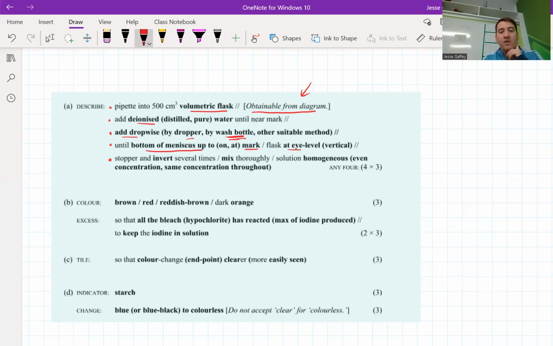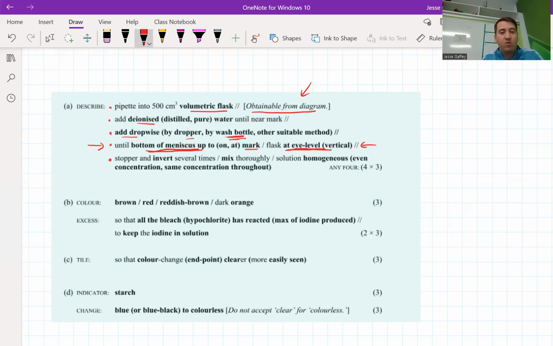Or you can get a mark for saying read the flask at eye level. Now notice here, this section is all one bullet point. So that means you can have the marks for either bottom of the meniscus on the mark or read at eye level. You can't have the marks for both. You can't have 3 for this and 3 for this. So we need to go to a different bullet point here to get the other 3 marks, if you get what I mean.